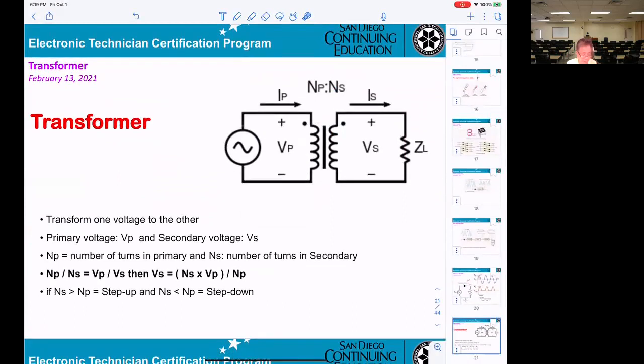Okay, next one, transformer. Basically, a transformer transforms one voltage to another. VP here they call the primary voltage. VS will be the secondary voltage. And NP means how many turns of wire on the primary.